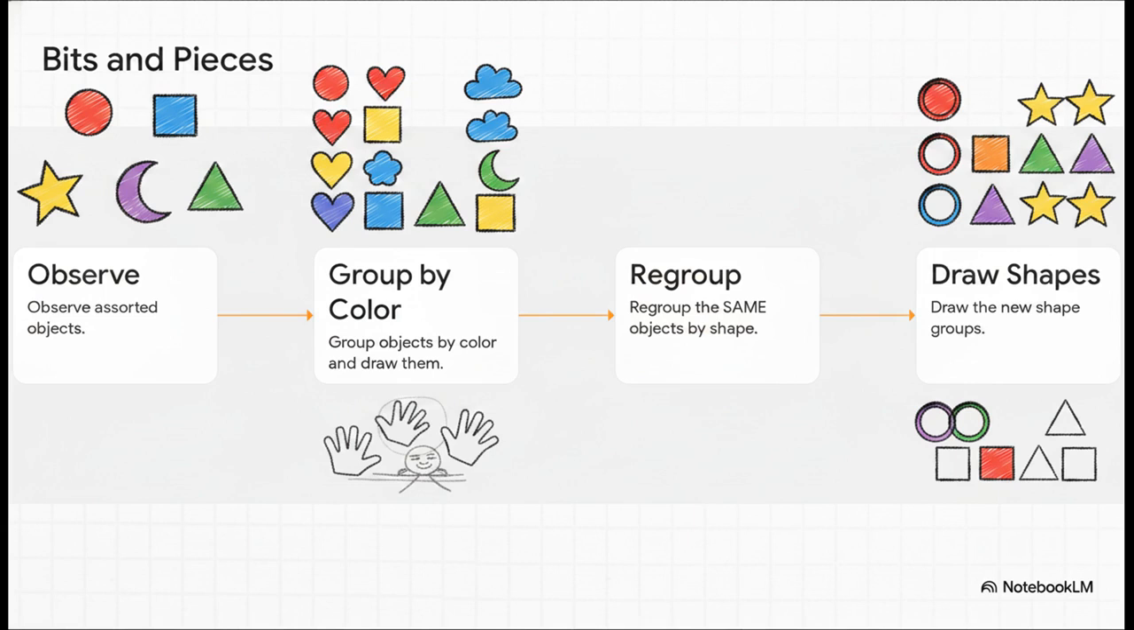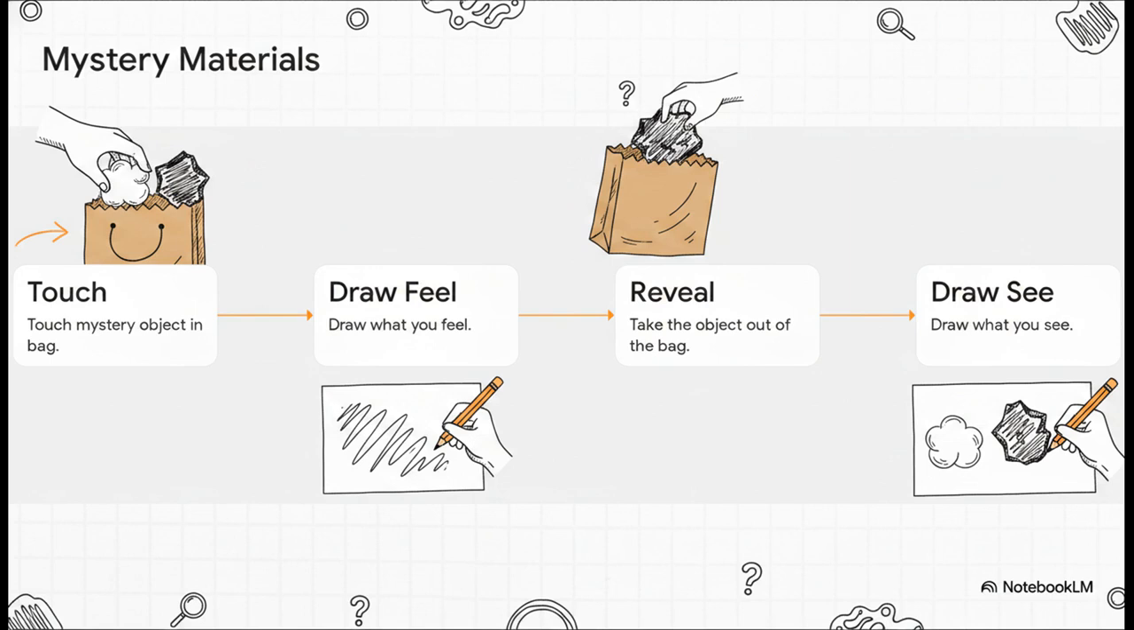Doing this physically breaks that misconception we just talked about. It proves that the exact same object can belong to totally different groups depending on which property we're looking at.